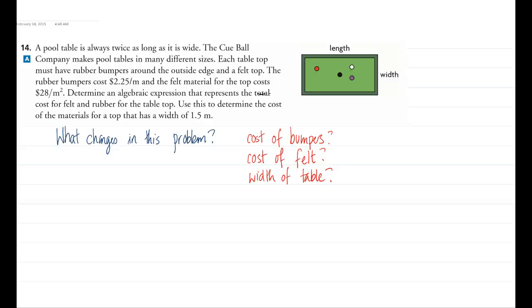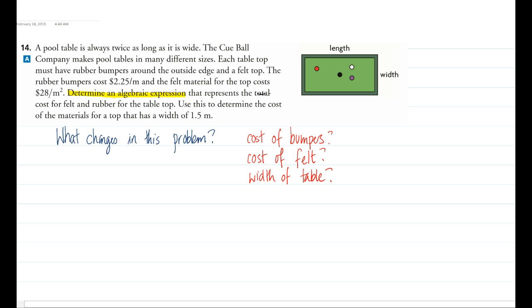So today we were solving problems, and here's one, probably the most difficult one of the four problems we looked at today, about a pool table. We're told in the question that the pool table is always twice as long as it is wide. So whatever we have for the width of the pool table, the length is going to be twice as long as that.